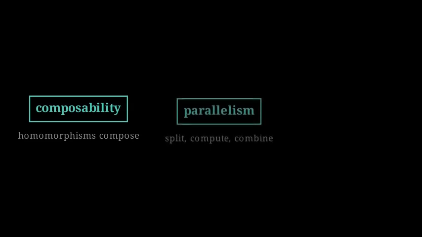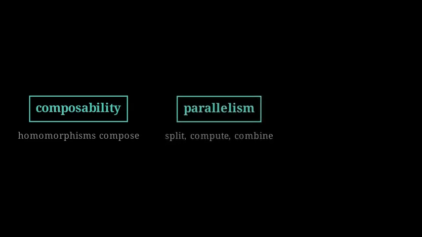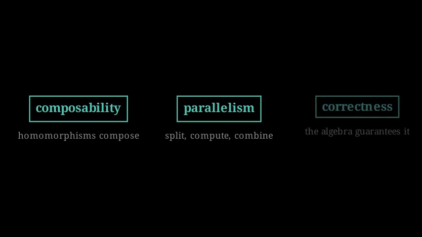When that third condition holds, 3 things come for free. Composability. Homomorphisms compose, so you can chain structure preserving maps and stay structure preserving. Parallelism. Split, compute, combine. And correctness. The algebra guarantees the answer, so you do not have to rederive it for each new type.